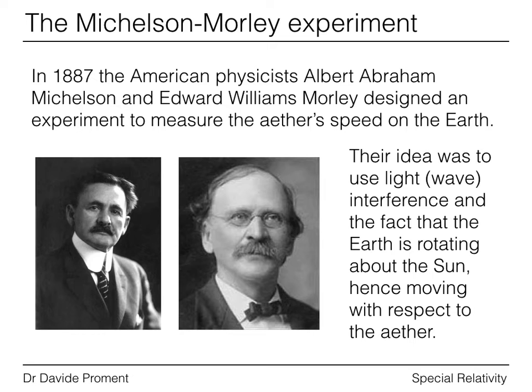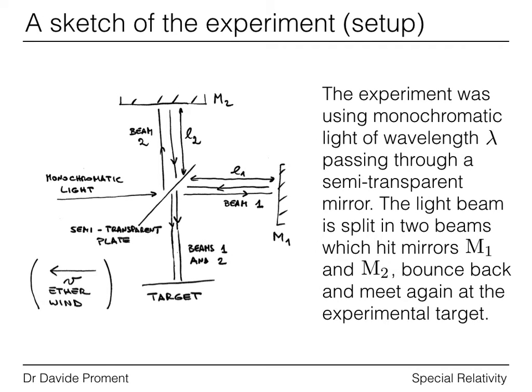Michelson and Morley devised their experiment to measure the ether wind, that is, the velocity that exists between the Earth moving and the ether that is at rest. Their experiment was an interferometry type of experiment.